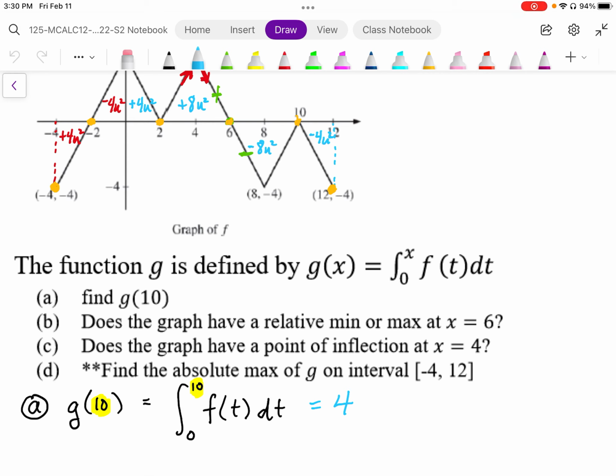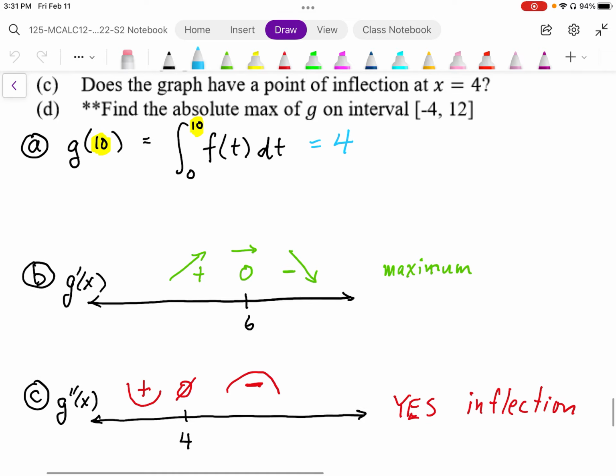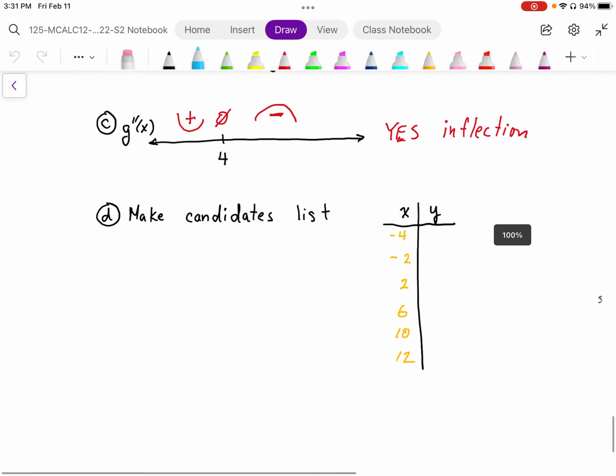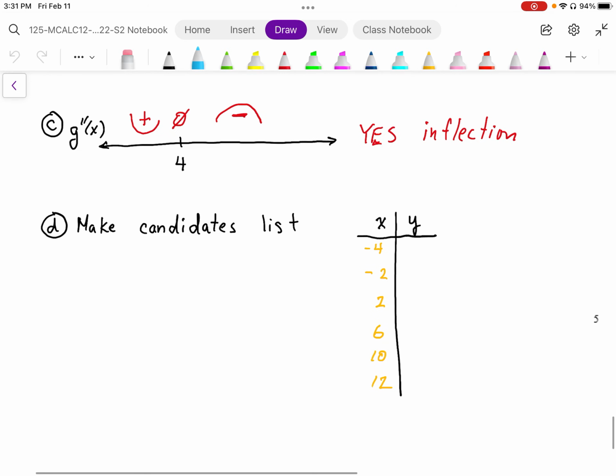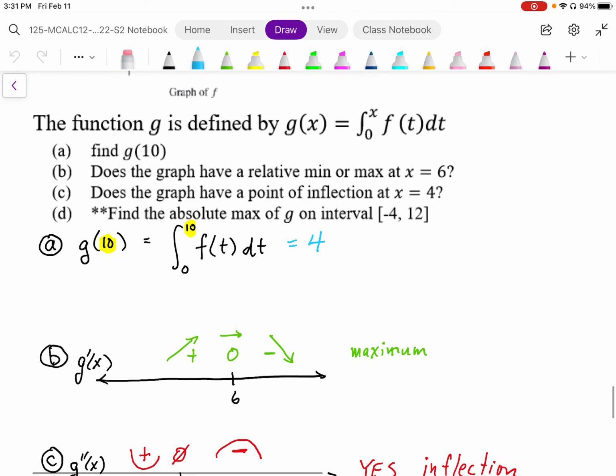We have to test those endpoints for possible min and max. And where we have slopes of 0. So I've marked all the zeros to check to see if those may or may not be min or max points. So we're trying to find the absolute max. So we're going to use this candidates list then, and we're going to calculate the y value at -4. And we're going to use this integral to do that.